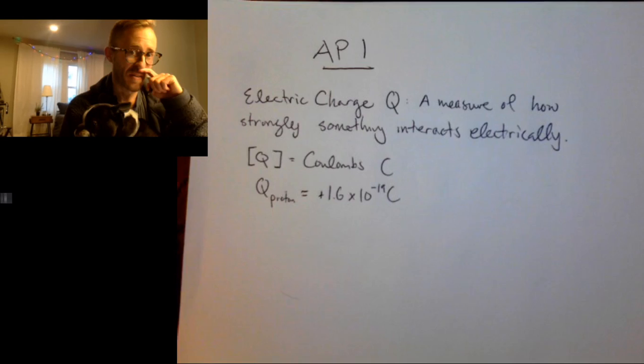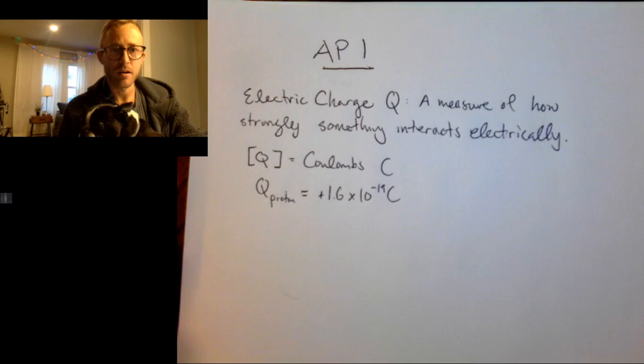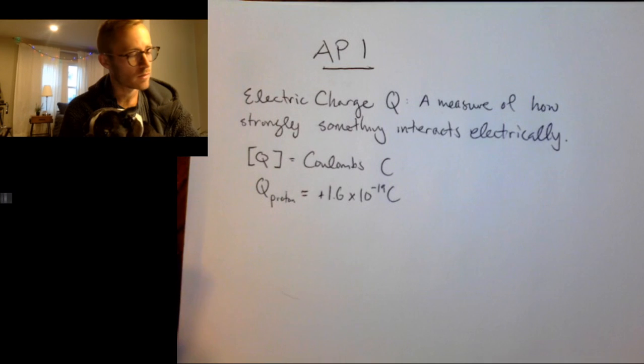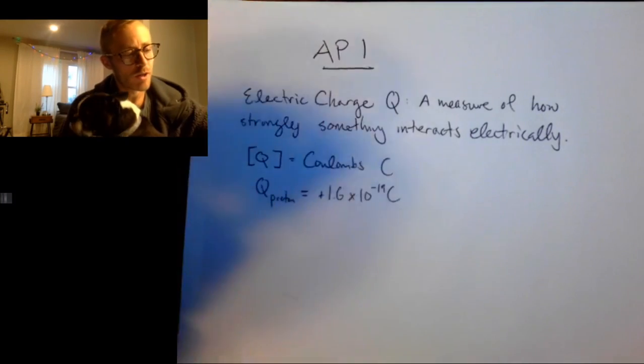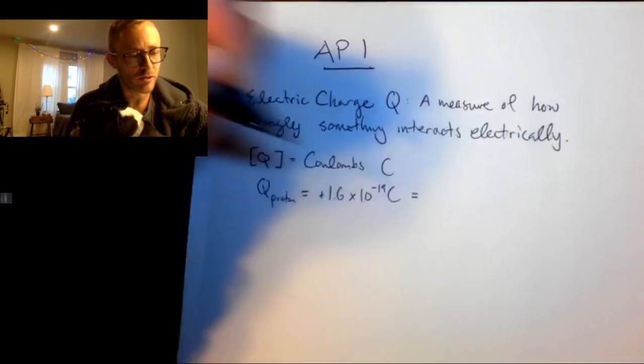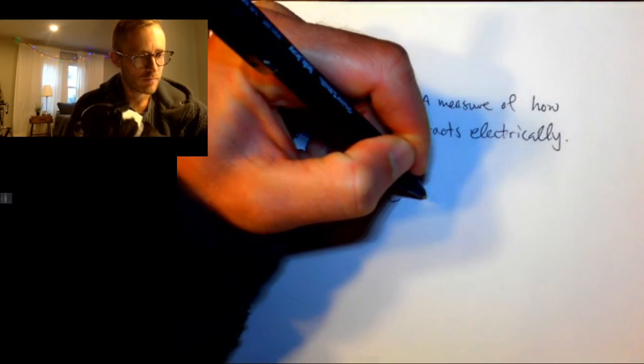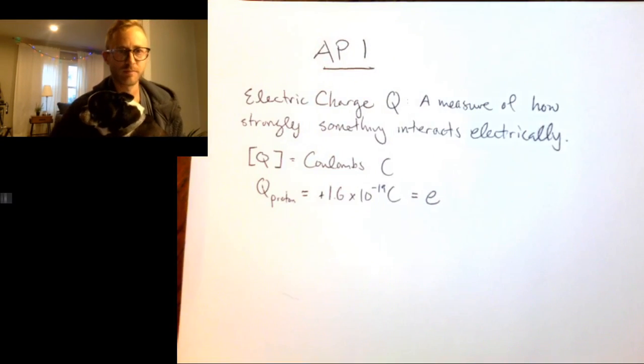So 10 to the minus 19, so a very small amount of charge. And by the way, that is sometimes abbreviated. The charge of a proton is abbreviated as E.